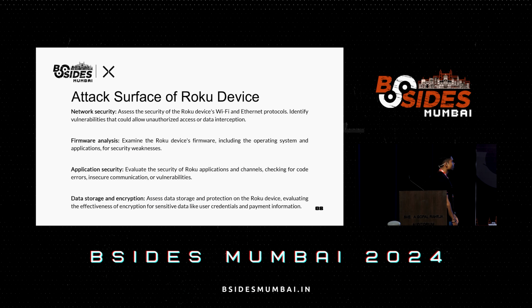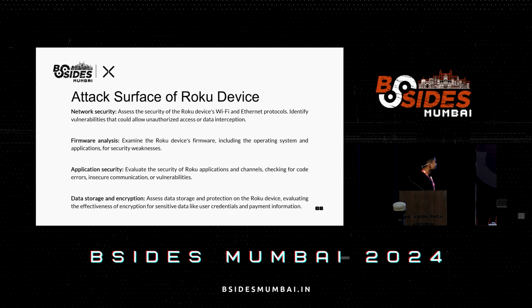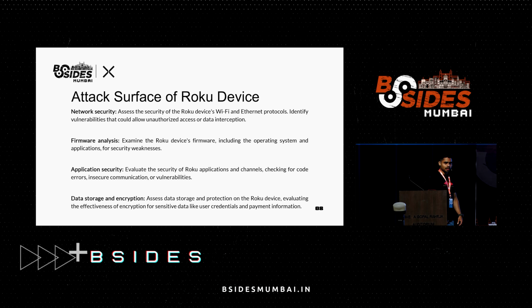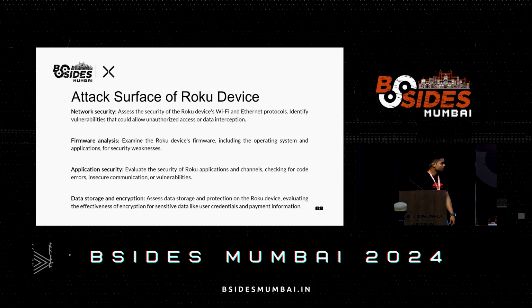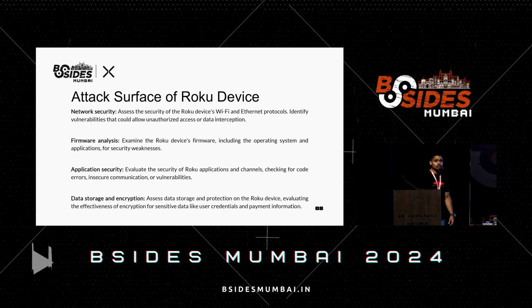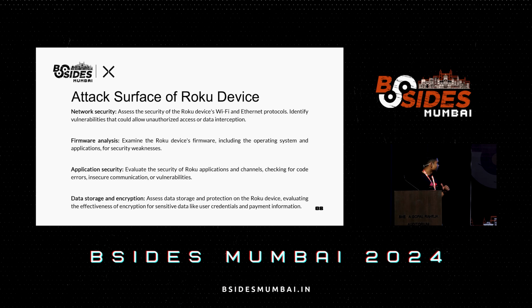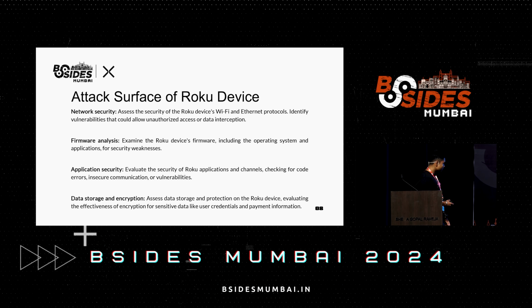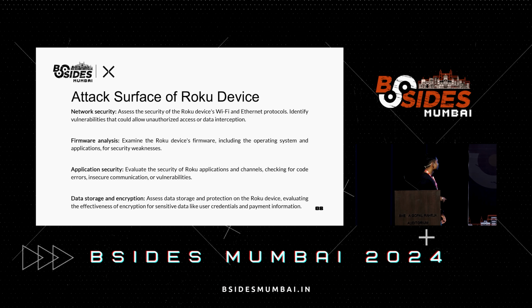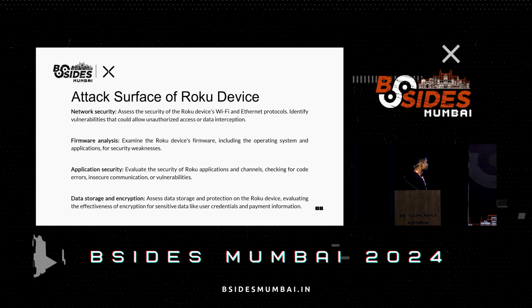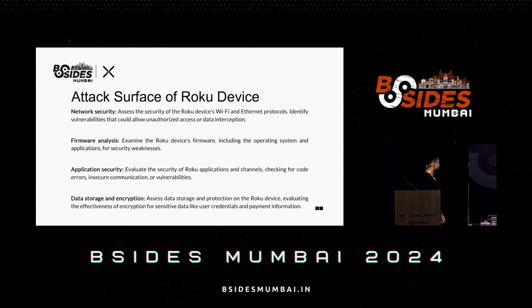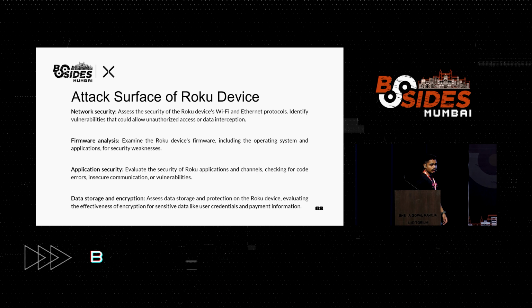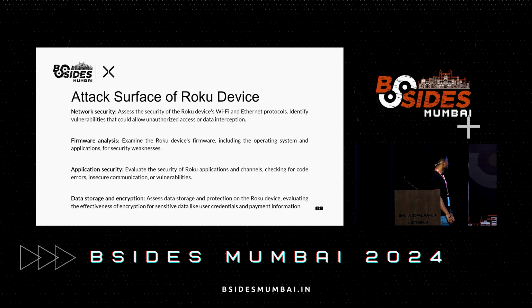Let's talk about the attack surface of the Roku device. First is network security: you can scan the Roku IP address which was assigned when you connect your Roku device to the Wi-Fi. Next is Roku firmware analysis. In the previous slide you can see there are a number of devices, and each Roku device will have different firmware.